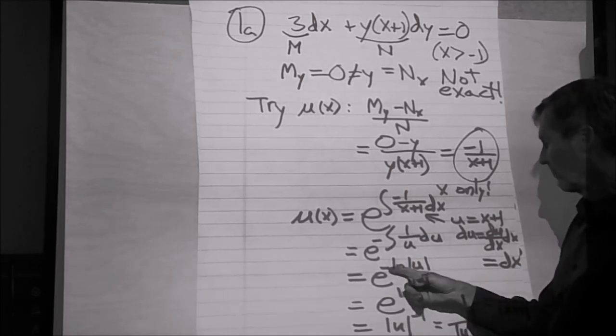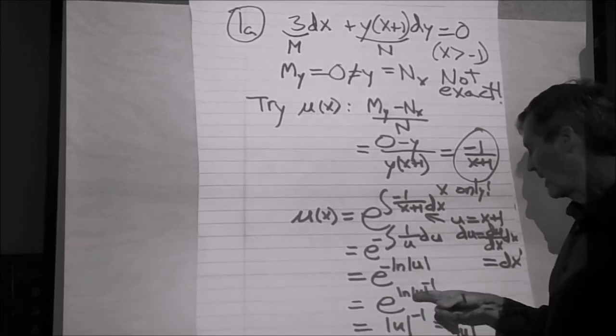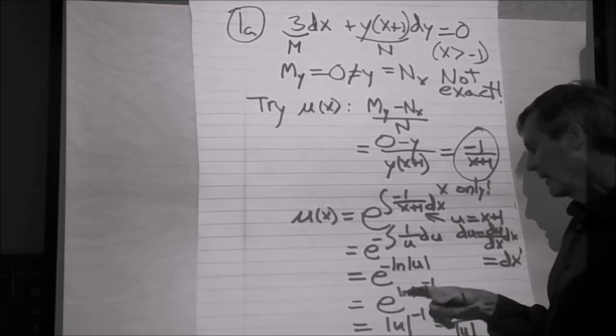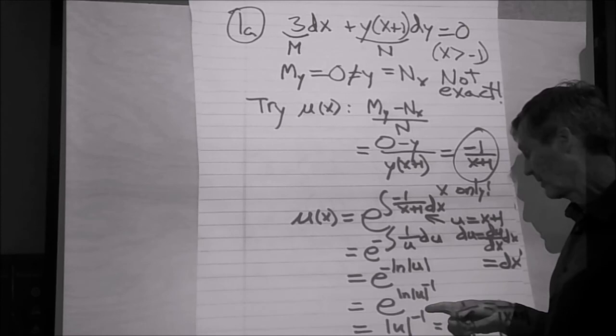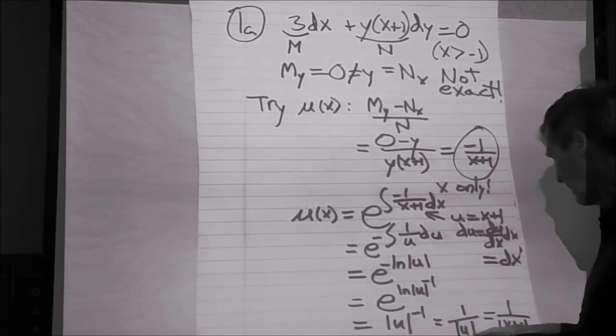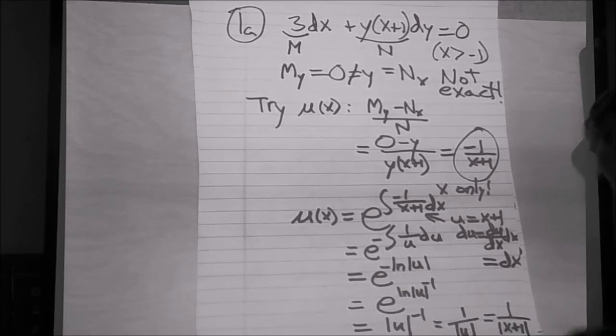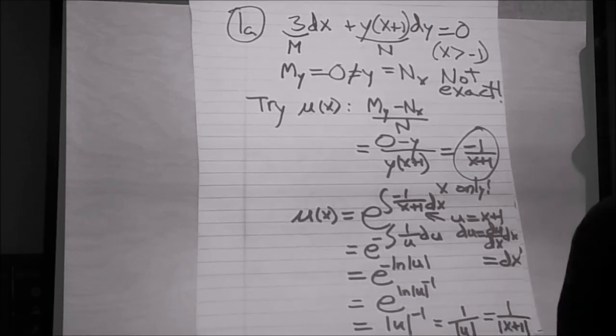Then the minus 1 multiplying can go up in the exponent by algebra. This is e to the ln absolute value of u to the minus 1. e and ln are inverse functions, so you just get absolute value of u to the minus 1, or 1 over absolute value of x plus 1, since u was x plus 1. Alright, so there's an integrating factor.